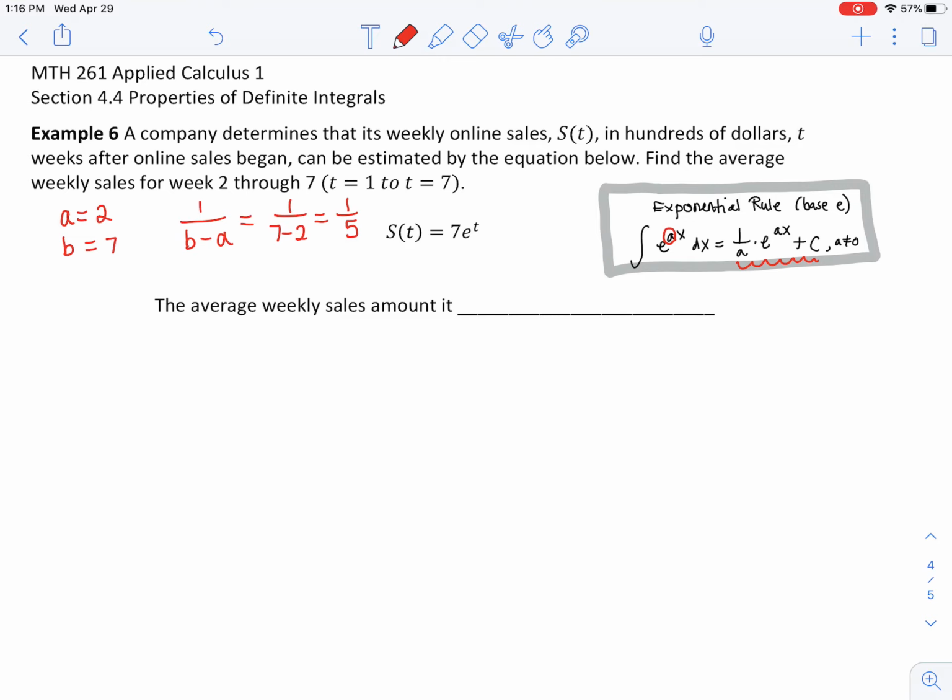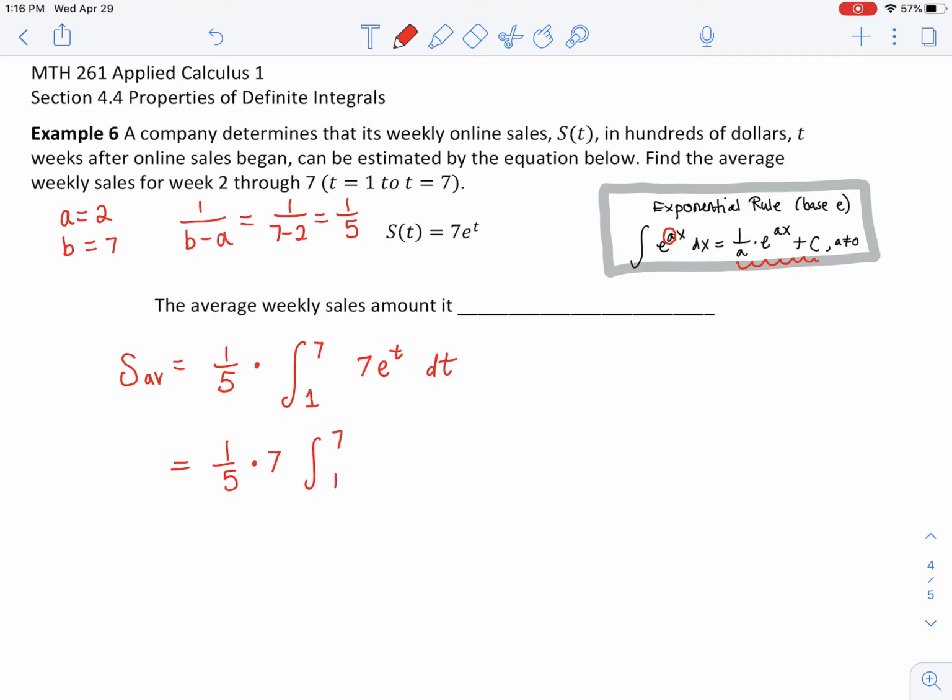So let's find the average, okay? Now, how about the notation? I've been calling it y average the whole time, but how about I call it something a little fancy? How about S average? The sales average is going to be 1/5 times the definite integral from what to what? 1 to 7 of that function 7e to the tth power dt.